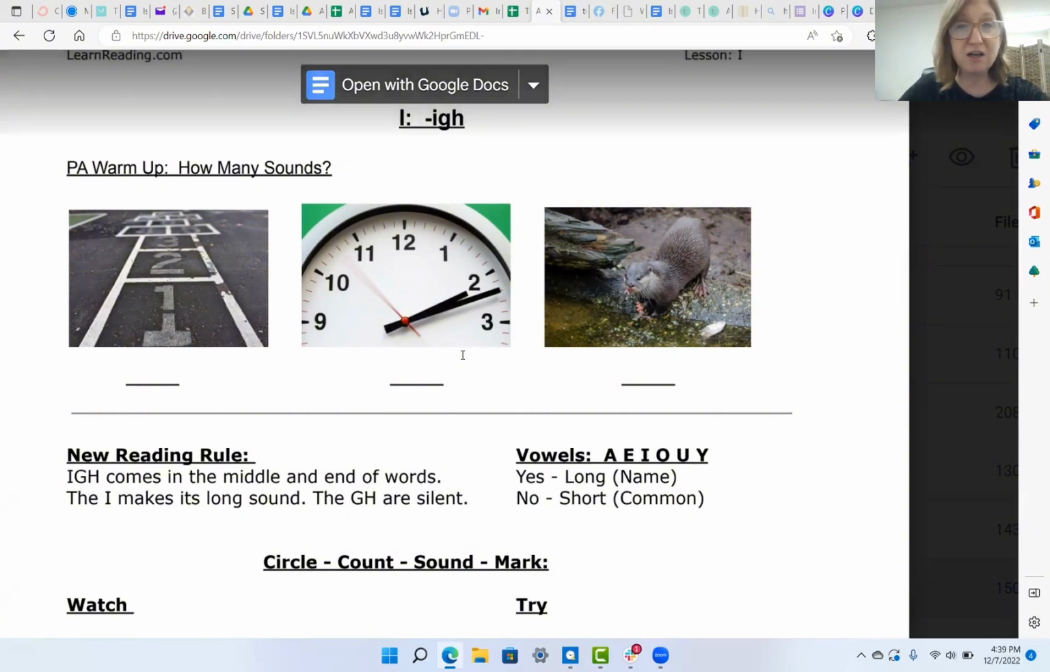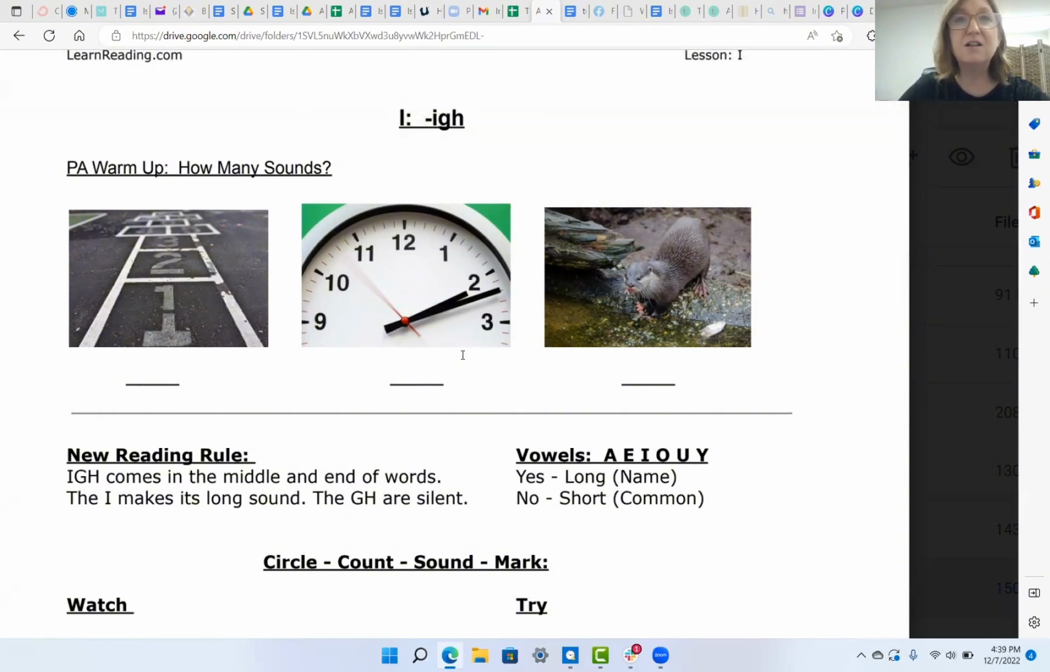Try clock. If you stretch it out, it's easier. Clock. This one, it helps to also see where the shape of your mouth is changing. Yes, clock has k, l, o, k.